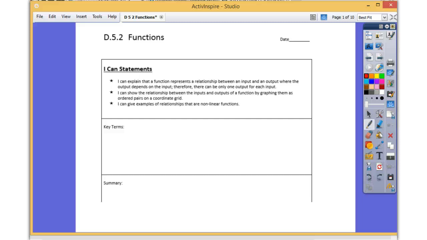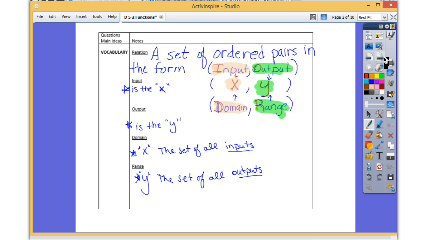5.2, functions. And like I said earlier, I know you guys have had these. I'm positive you had these last year. Input, output, domain, range, the X and the Y on the coordinates. We're going to be able to do a whole bunch of this good stuff. Right here, start out with some vocab.